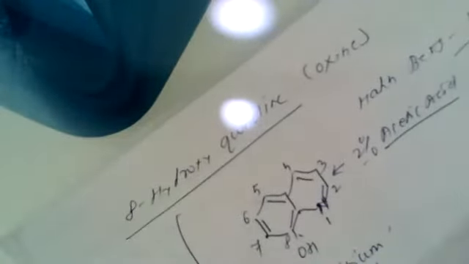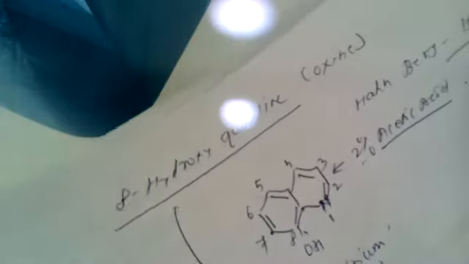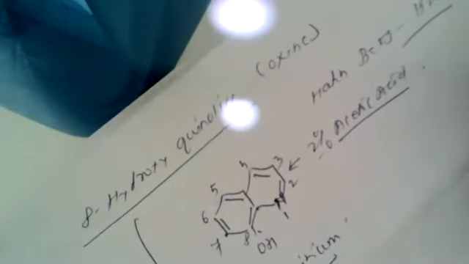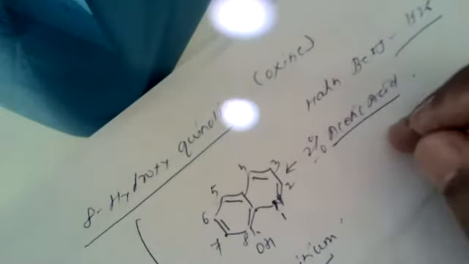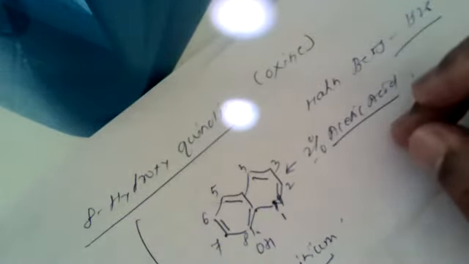It is insoluble in water, hence a solution of this reagent is to be prepared either in alcohol or acetone or acetic acid, but majority of the times it is prepared in acetic acid because the oxine solution prepared in acetic acid is very stable.